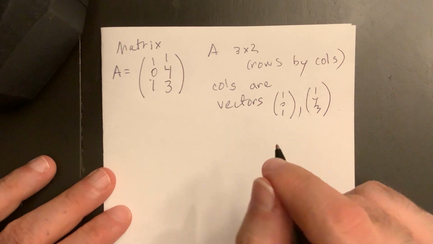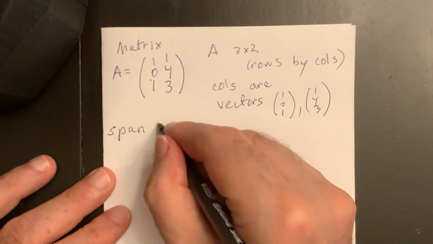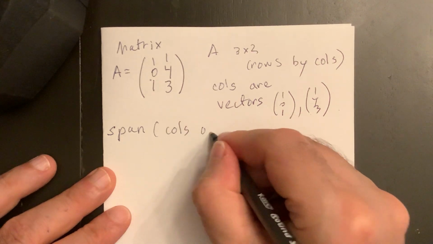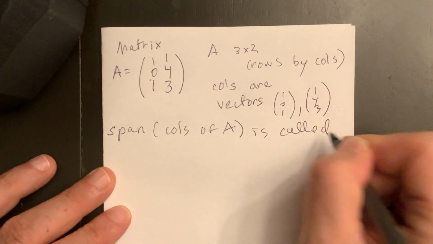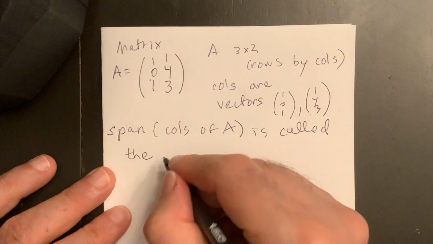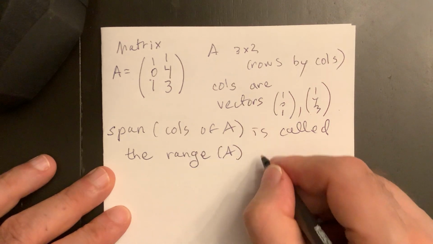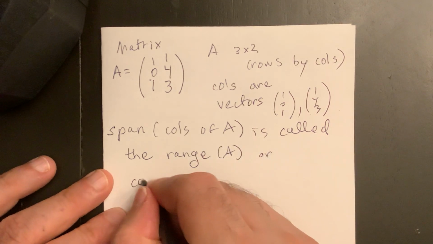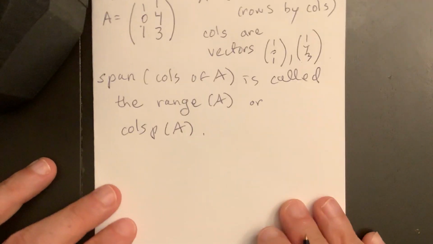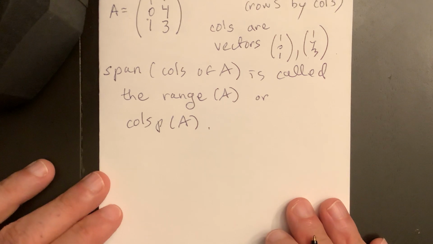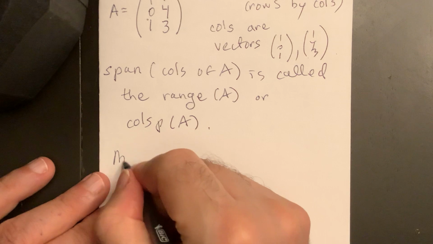Now the span of the columns of A is called the range of A, or the column space of A. Okay, so all linear combinations of the columns. Matrix vector multiplication.